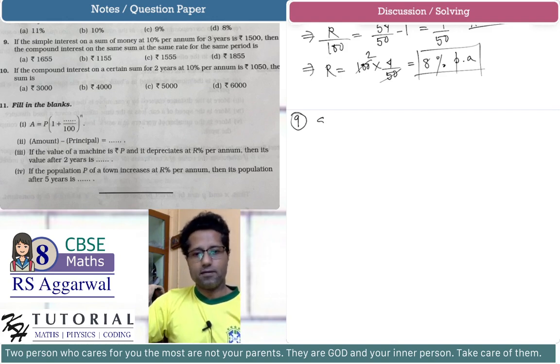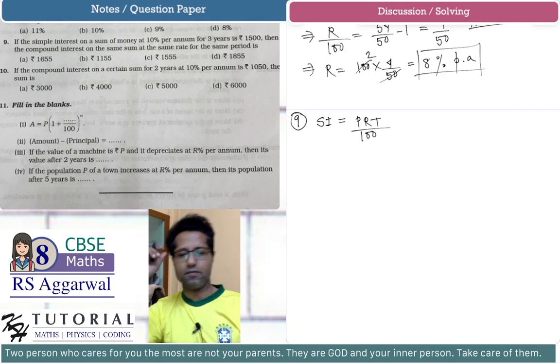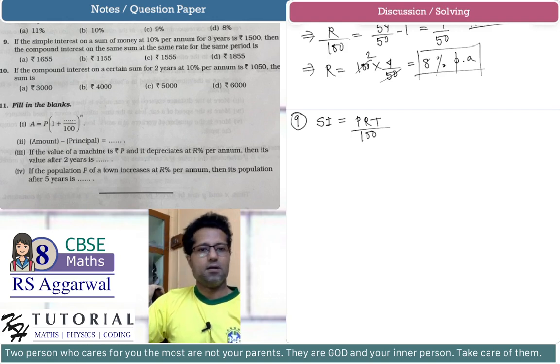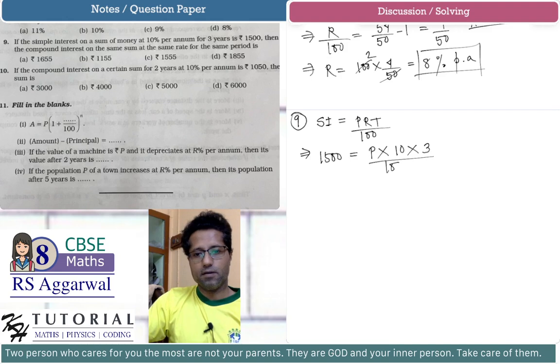So it is given that the simple interest we know is equal to PRT by 100, where P is the principal or sum, R is the rate of interest per annum, and T is the time period. Now it is given that the simple interest is 1500. We do not know the sum, so let the sum be P. R for the simple interest is given to be 10%, and the time is given to be 3 years. So 3 divided by 100. So from here we get what is P.